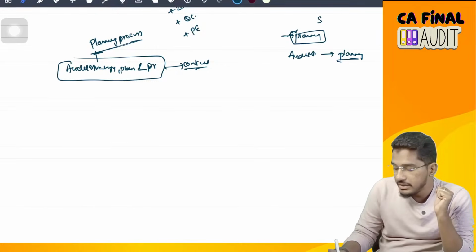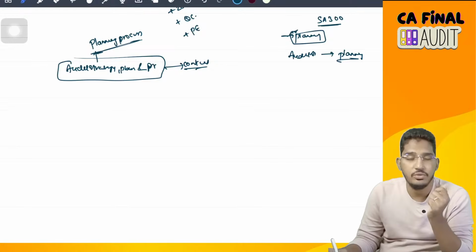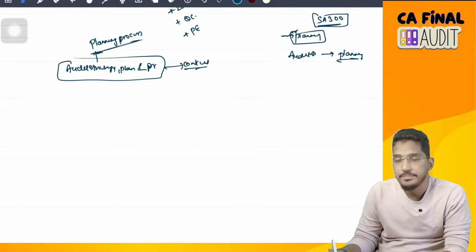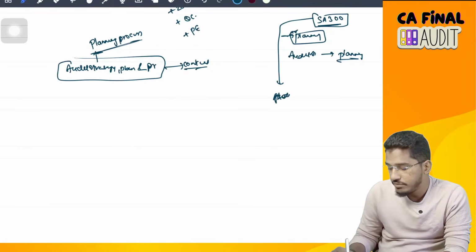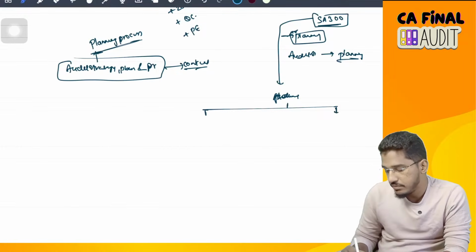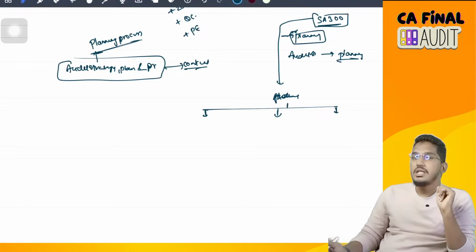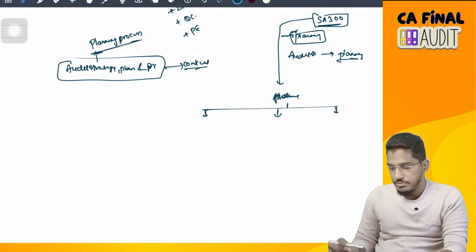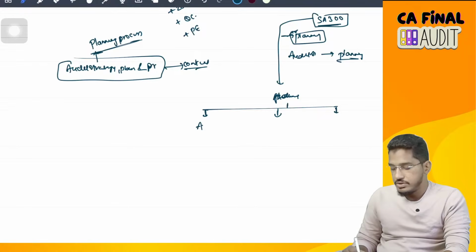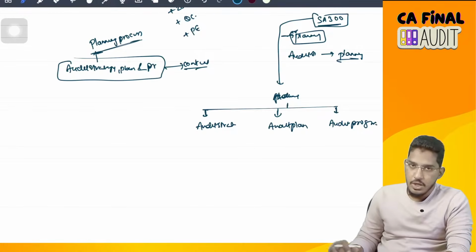Regarding the planning of audit of financial statements, SA 300 gives us all the required guidance: what things you have to keep in mind, what factors you have to consider, and how to plan the audit. This standard says that audit planning involves 3 phases or 3 steps. Number 1, we will work on development of the audit strategy. Number 2, development of the audit plan. Number 3, development of the audit program. So planning of audit involves 3 phases.